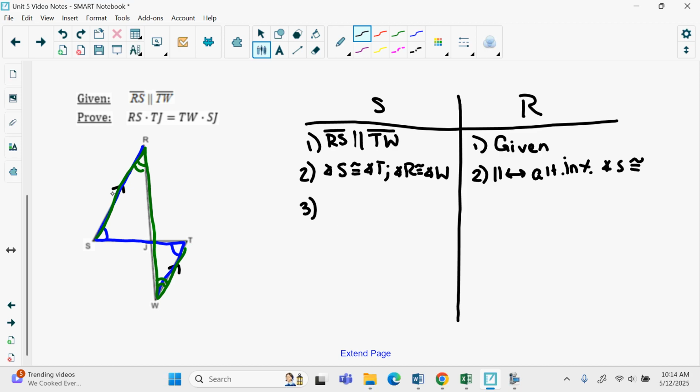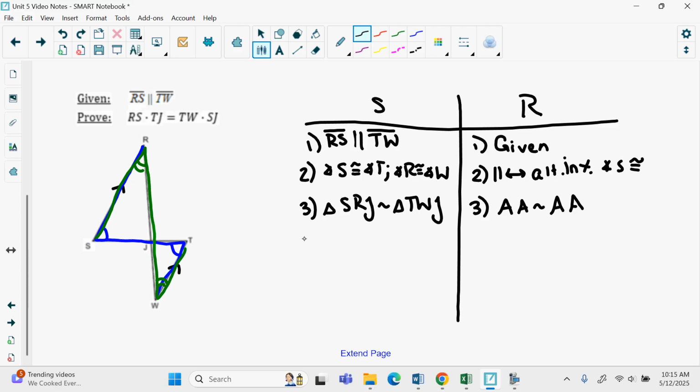All right, so being careful of the order of the letters, if I go S, R, J from my angle marked once to my angle marked twice, that's similar to once to twice, so T, W, J. Those are similar by angle, angle. Okay. And then again, where can I go from here? Well, I want to talk about sides.